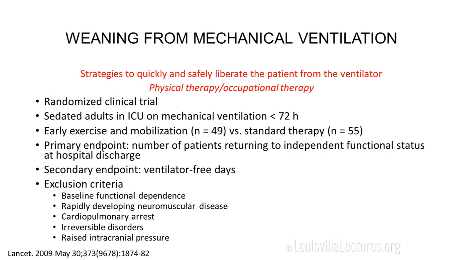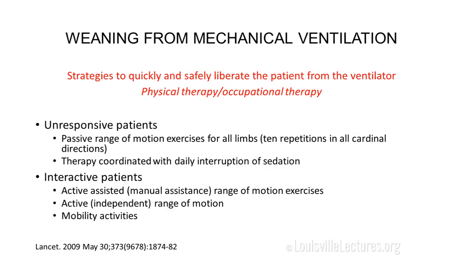And there are a couple of exclusion criteria. I think in this particular trial it's important that you look at your exclusion criteria. So baseline functional dependence was an exclusion criterion. Rapidly developing neuromuscular disease was another exclusion criterion. Cardiopulmonary arrest, irreversible disorders, and raised intracranial pressure. So what they did for unresponsive patients, they did passive range of motion exercises for all limbs, 10 repetitions in all cardinal directions, and therapy coordinated with daily interruption of sedation.